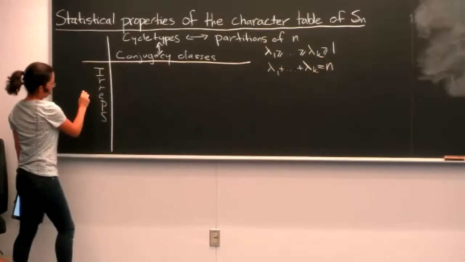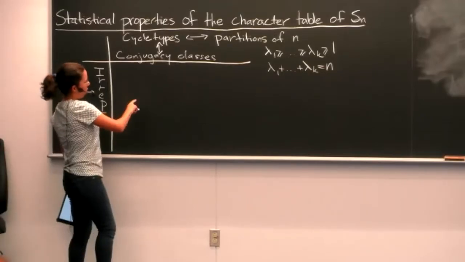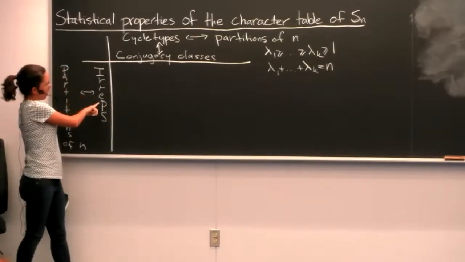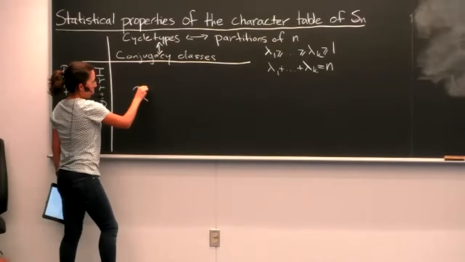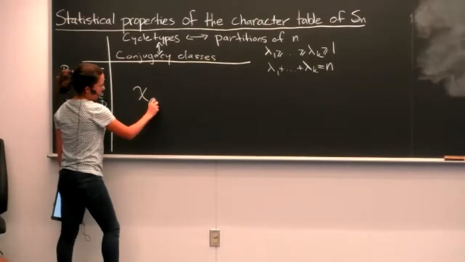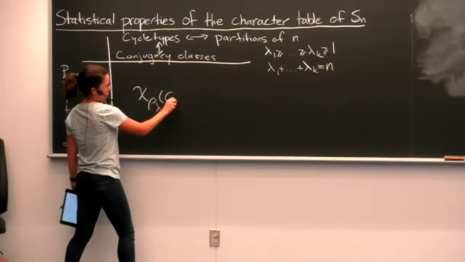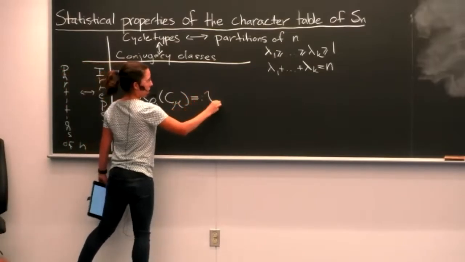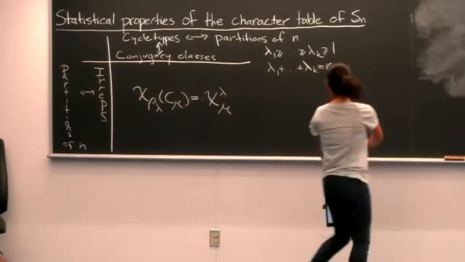And there's also a natural correspondence between irreducible representations of Sn and partitions of n. In the row corresponding to the partition lambda and the column corresponding to partition mu, we'll put the value of the character corresponding to the irreducible representation for the partition lambda of n at the conjugacy class corresponding to the partition mu, and we'll label this quantity chi lambda mu. Okay, so I'm going to write down an example of one of these character tables.